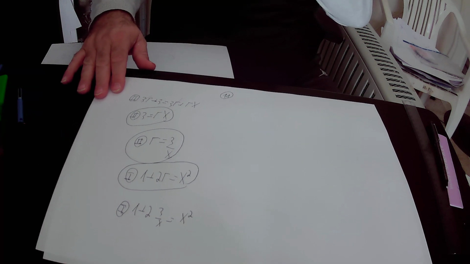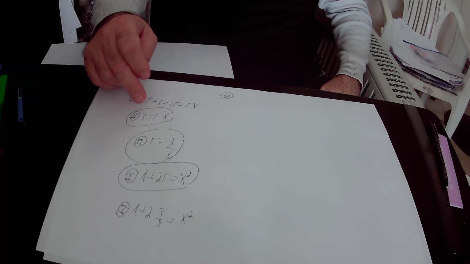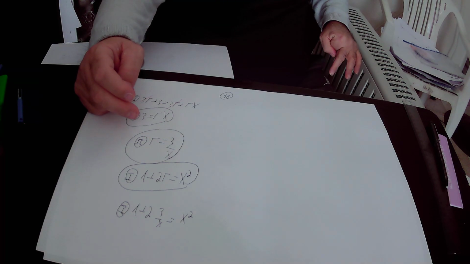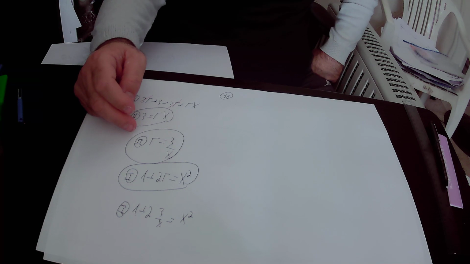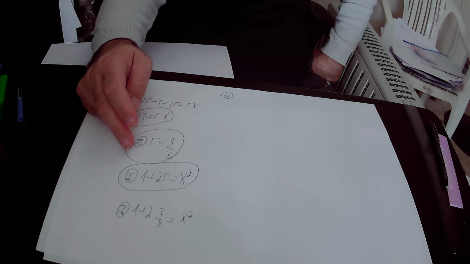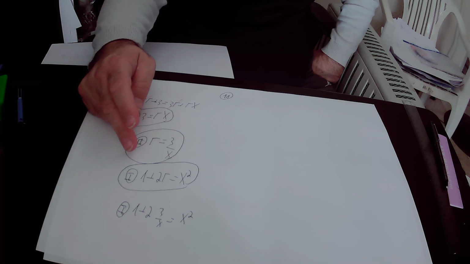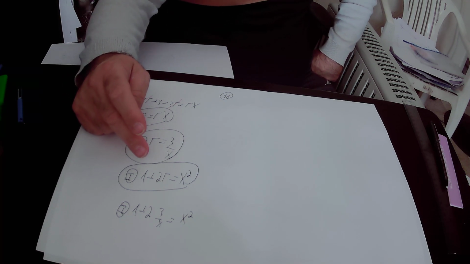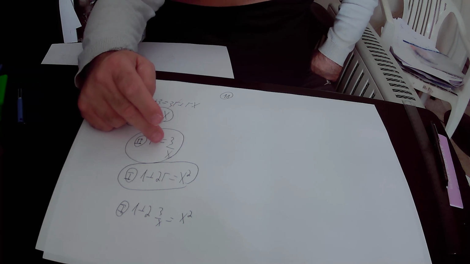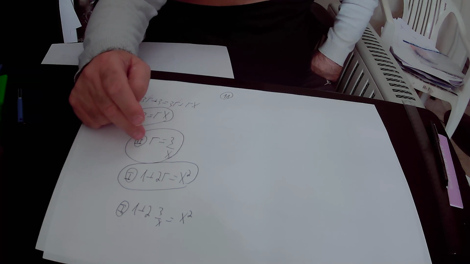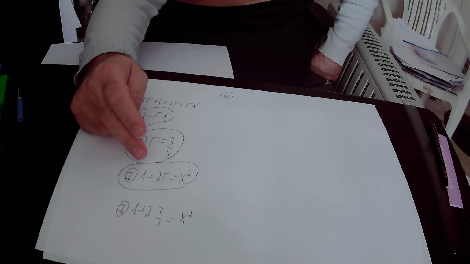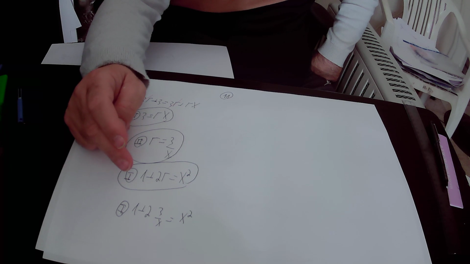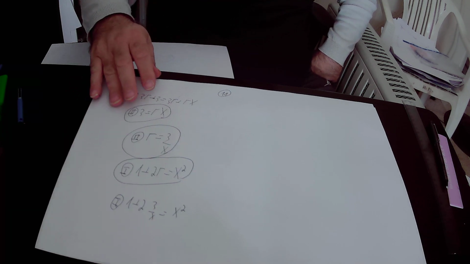So we divided equation number 2 by X, and we got that the radius of the semicircle equals 3 over X. But we have already found out that 1 plus 2R equals X squared according to equation number 1. So here we can substitute R by 3 over X, and we got that 1 plus 2 times 3 over X equals X squared. 2 times 3 equals 6.